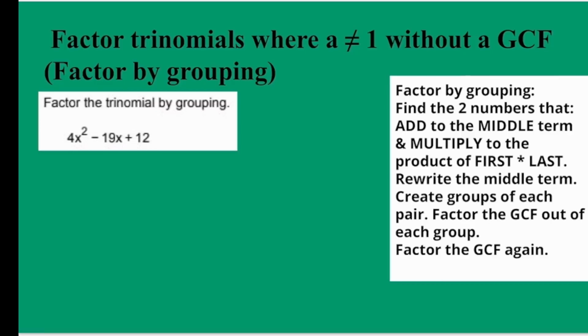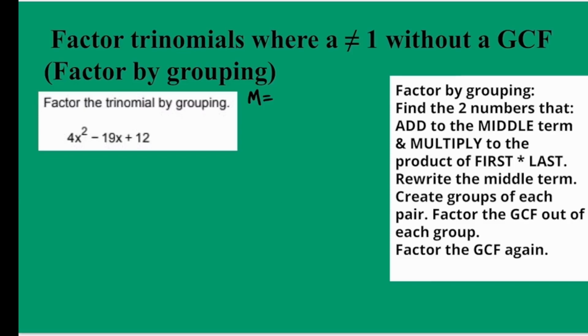Factor trinomials where the leading term is not 1 and there is no GCF. So I'm going to show you how to factor this by grouping. So the first thing we're going to do is find numbers that multiply to give us the product of the first and the last term.